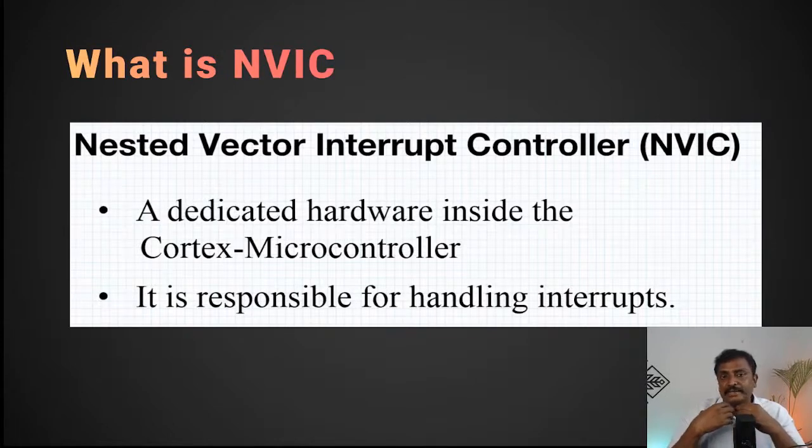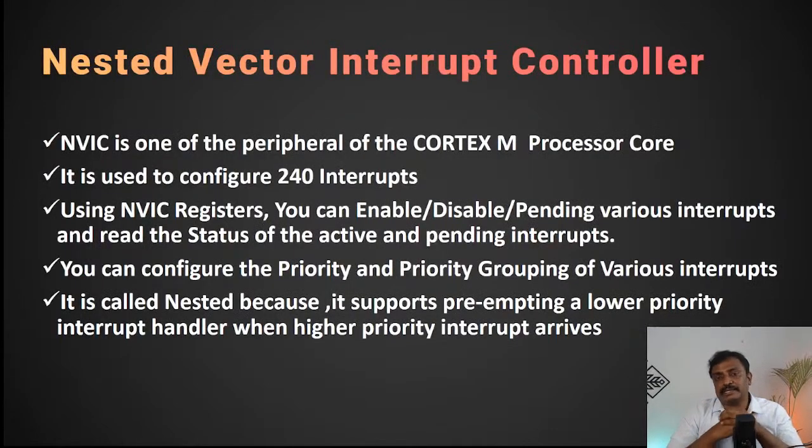It is dedicated hardware sitting inside the Cortex M4 microcontroller, and this controller is responsible for handling interrupts. The ARM Cortex M4 series can handle up to 240 interrupts, and it is called nested because even if multiple interrupts occur, based on the priority it preempts the lower priority and gives service to the higher priority. You can have an interrupt inside an interrupt, so based on the priority, it will give service.